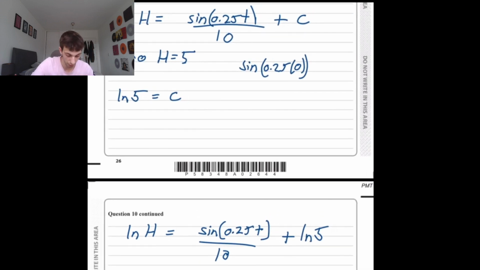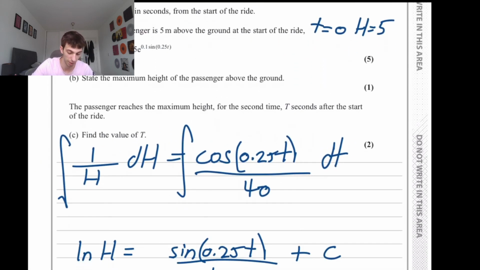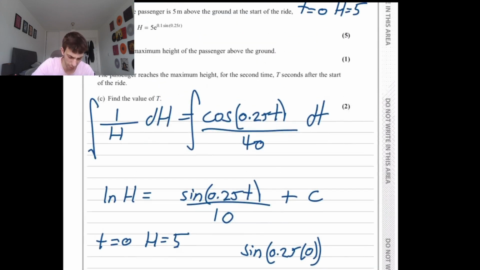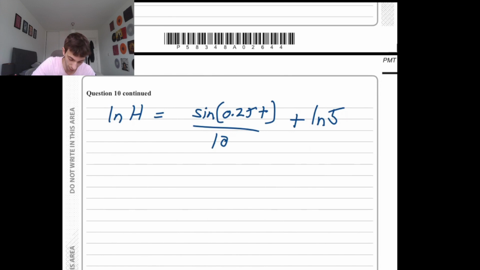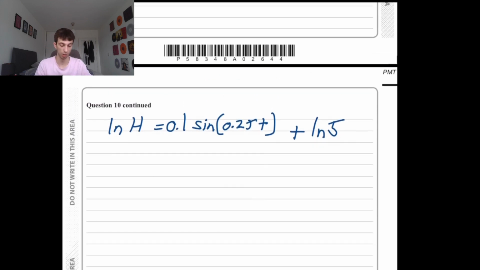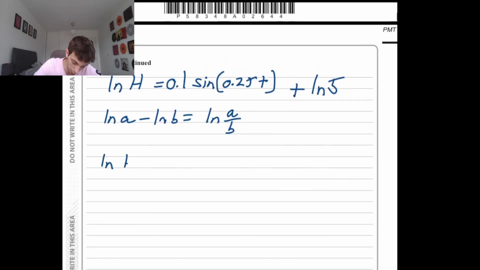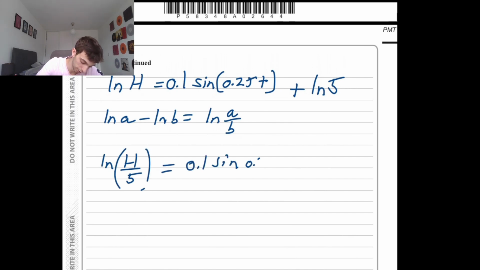So from here, what do we know? We're going to want to eventually get an e in our answer, because we have h equals 5 times e to the power of 0.1 sin(0.25t). We can also see we actually have 0.1. So before we carry on, I'm going to rewrite this, instead of over 10, as 0.1 sin(0.25t) plus ln 5. Because we're going to want to take e of the whole thing and get rid of that natural log, let's take away ln 5 from our ln h. Remember, if we have ln a take away ln b, this will be equal to ln(a/b). So taking away the natural log of 5 from the natural log of h, this is ln(h/5), and this will be equal to 0.1 sin(0.25t).